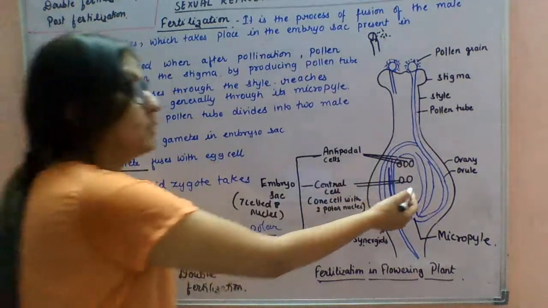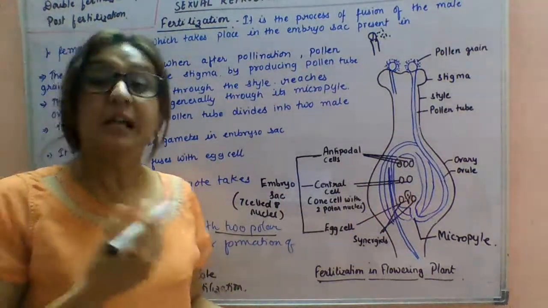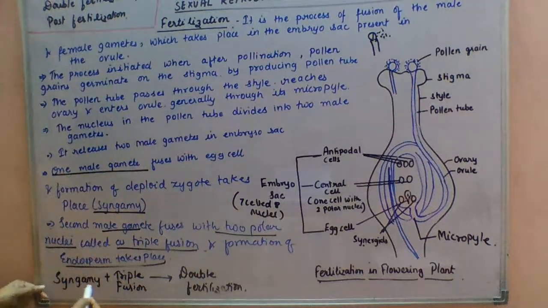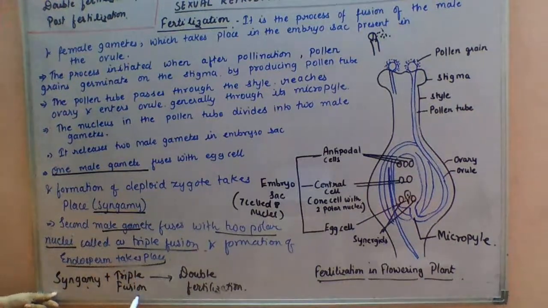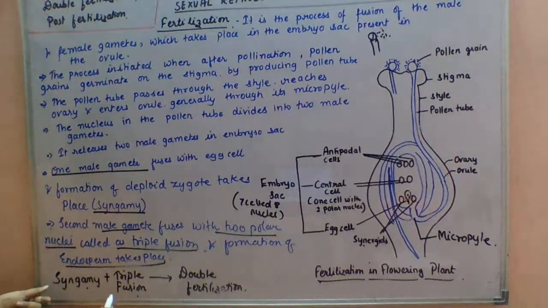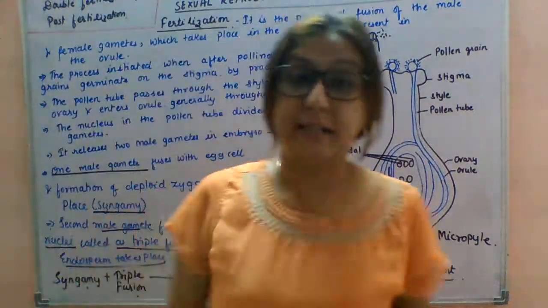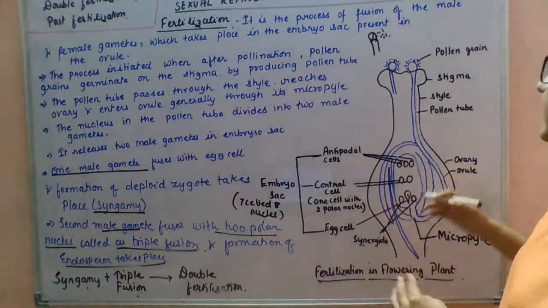So this will provide nutrition to the developing zygote. So the fertilization here takes place as syngamy first and then triple fusion occurs. Hence it's called double fertilization. Okay students, so this was the process of fertilization. First, I'm just repeating it for you.